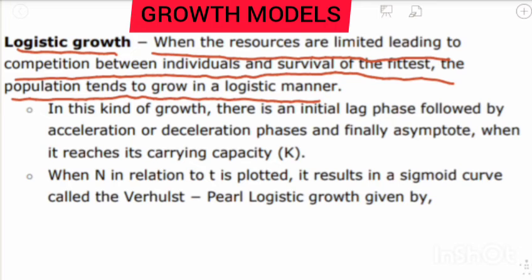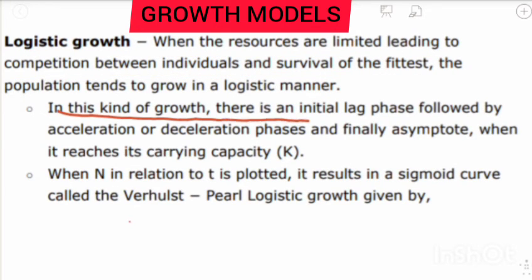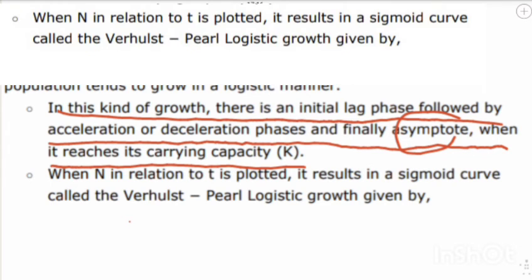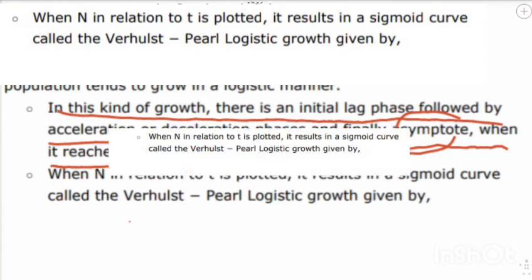In this kind of growth, there is an initial lag phase, followed by acceleration and deceleration phases, and finally an asymptote, where it reaches its carrying capacity K. So first there is an initial lag phase, followed by increasing and then decreasing phases, and then finally it reaches an asymptote, a straight line after some curve, which is the carrying capacity denoted by K.